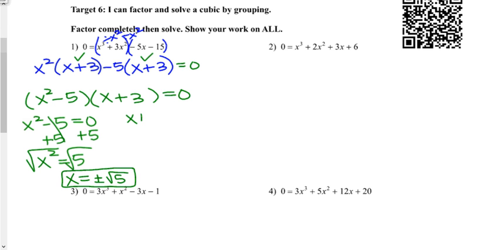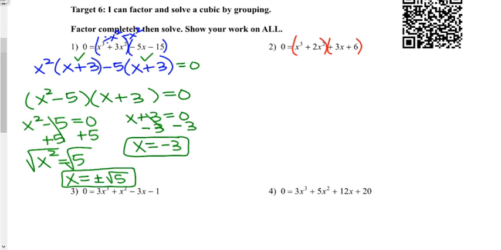When I solve for this one, a little simpler. I just subtract 3 from both sides, and I get x equals negative 3. All right, for number 2, same thing. I'm going to look at the first 2 terms and then the second 2 terms.